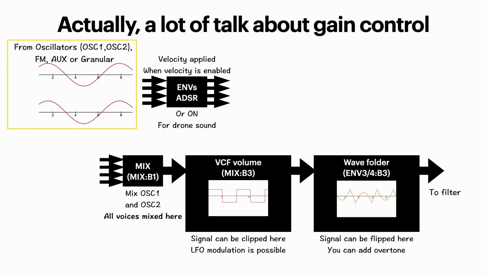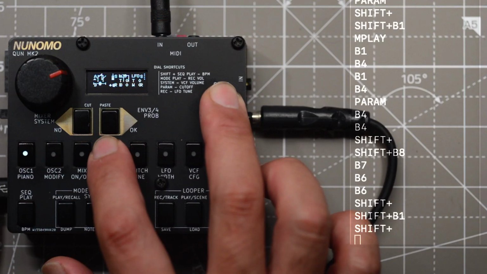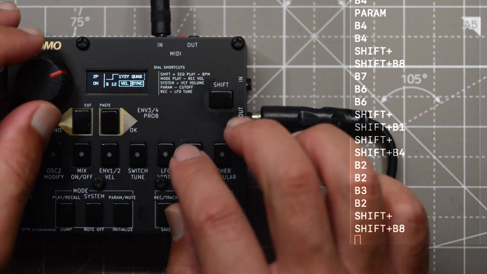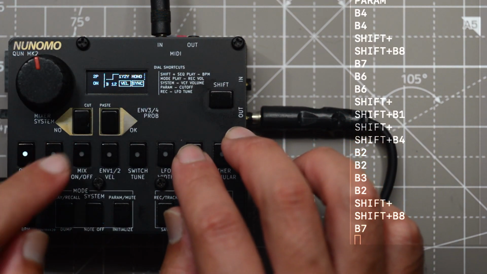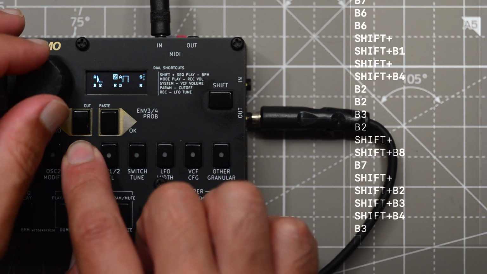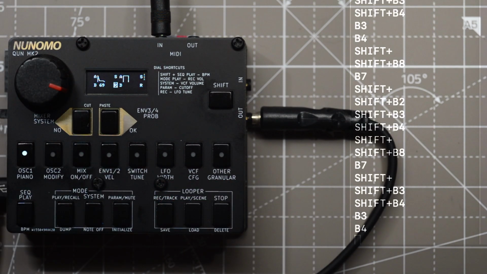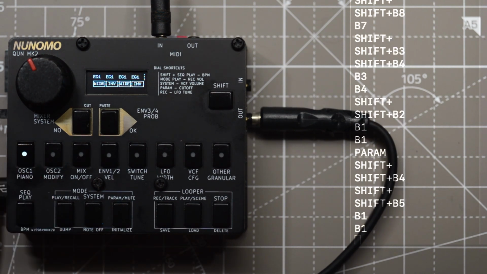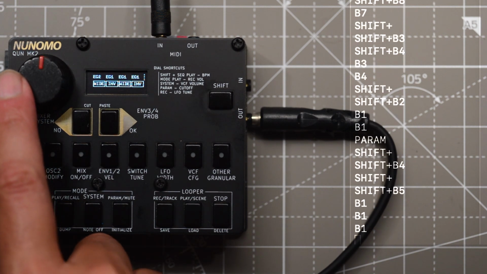First, the gain control applied would be the envelope generators. So, for example, if I go to the envelope generator page, let me set the voice mode back to mono and then go to the envelope page, and then the sound will be like this. The default routing is using envelope generator 1 for oscillator 1, but you can change it if you want.